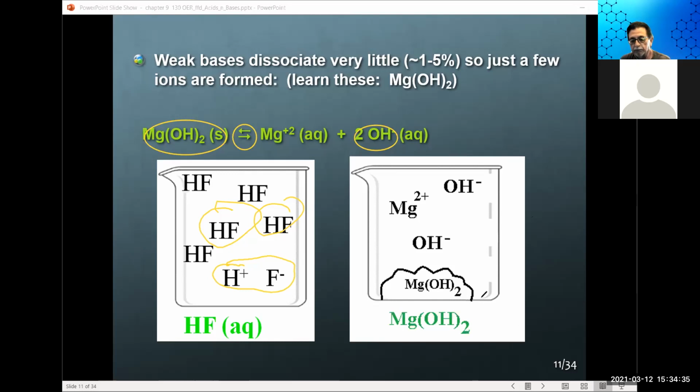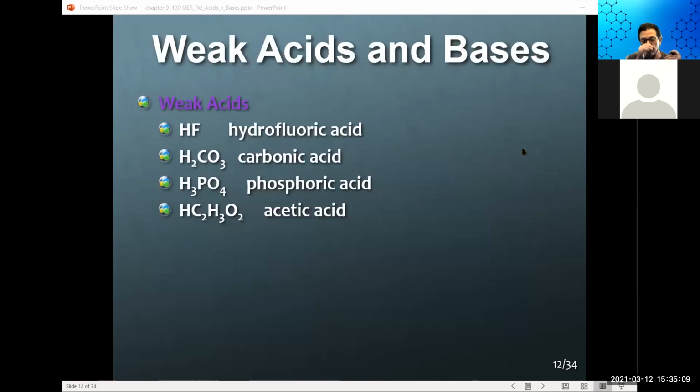And we depict that by the bulk of the material still intact and in solid form, down here at the bottom of the container. But since it's still weakly soluble, we still have to show some ions in solution. Don't forget the respective charges, okay? So this is how we depict in diagram form a weak acid and a weak base. All right, so we have hydrofluoric acid, carbonic acid, phosphoric acid, and acetic acid.